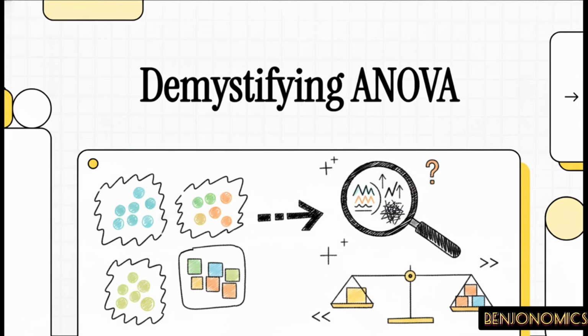But what happens when you have three, four, or even 10 groups? How do we figure out if there's a real tangible difference between them without descending into absolute statistical chaos? Well, today we're demystifying a true powerhouse statistical tool called analysis of variance, which is commonly known as ANOVA. It is absolutely the gold standard for separating the signal from the noise when you're dealing with multiple groups.